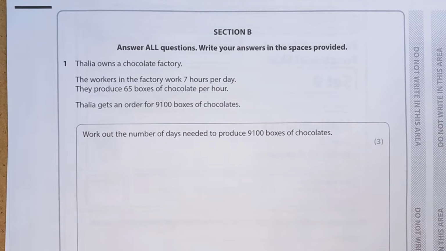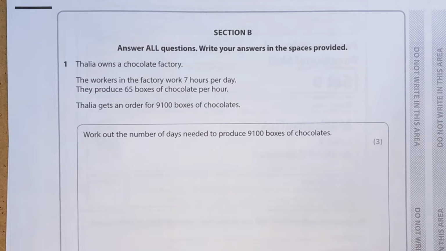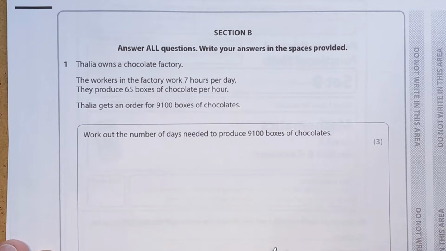Question 1. Thalia owns a chocolate factory. The workers in the factory work 7 hours per day. They produce 65 boxes of chocolate per hour. Thalia gets an order for 9,100 boxes of chocolates. Work out the number of days needed to produce 9,100 boxes of chocolates.